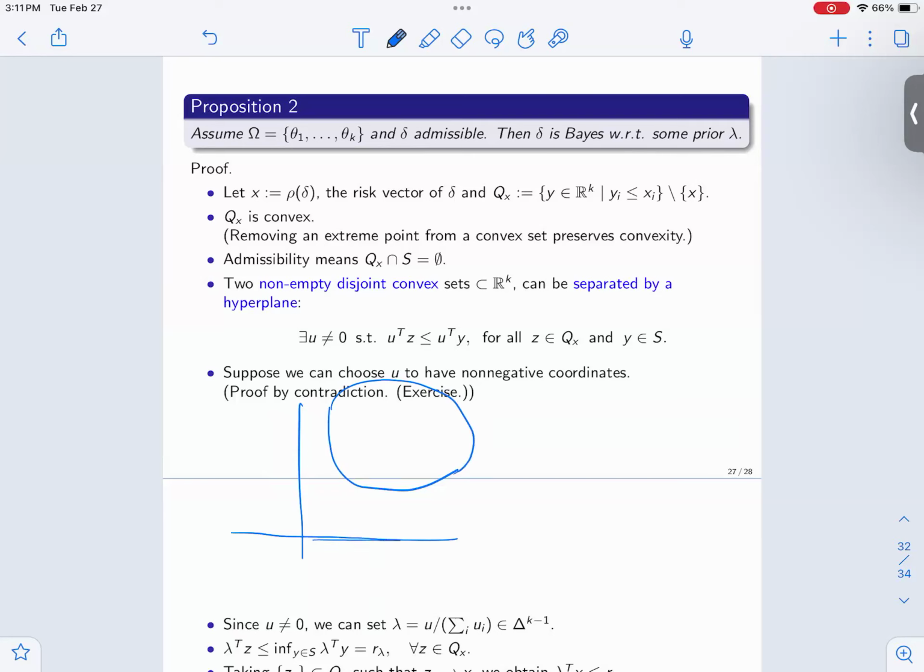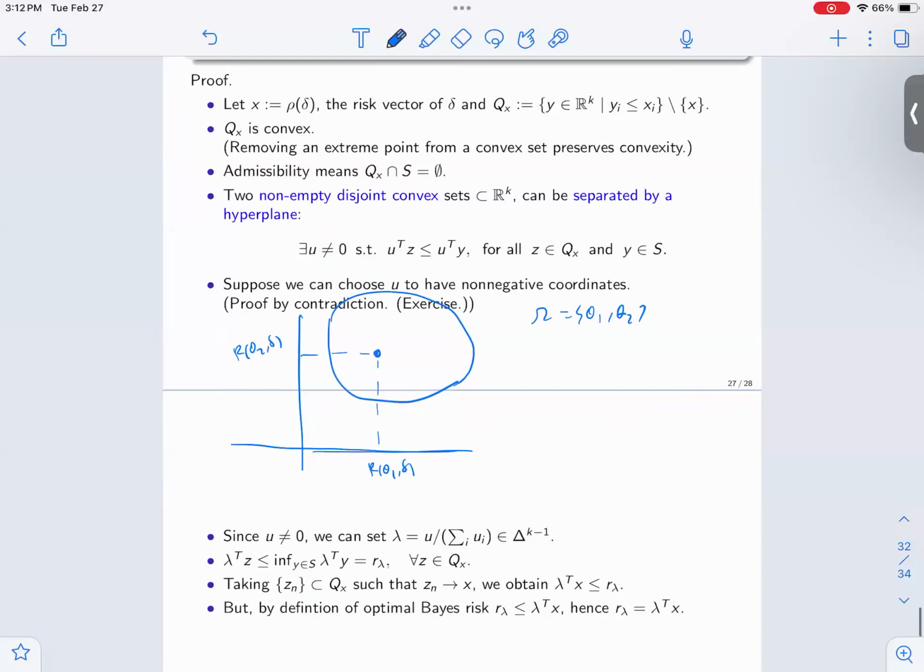So what does admissibility mean? Admissibility means that if I look at an estimator here, so these are risks of estimators. Again, we're looking at this problem. This is the risk of a particular estimator, so this is really R(theta_1, delta), and this is R(theta_2, delta). So any estimator that's inside this body, for example this one, is not admissible. The estimator that produces this risk is not admissible.